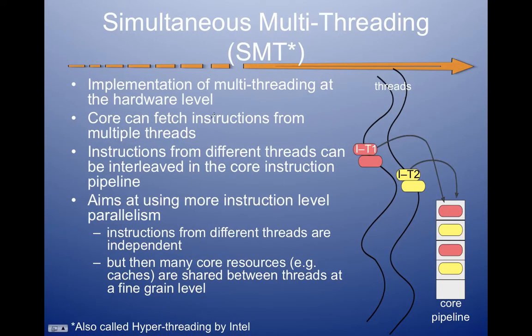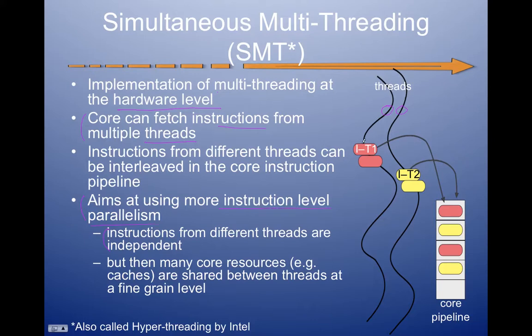The SMT used in this machine is threads managed by the hardware. So the core can fetch instructions from multiple threads. In here, for instance, I have two threads, and so the core will mix the instructions from one thread with the instructions of the other thread. And the goal of this technique is to get independent instructions, so to get more instruction level parallelism.